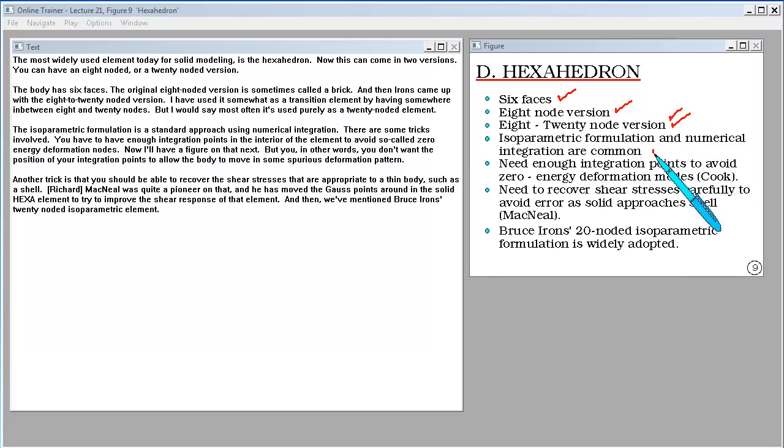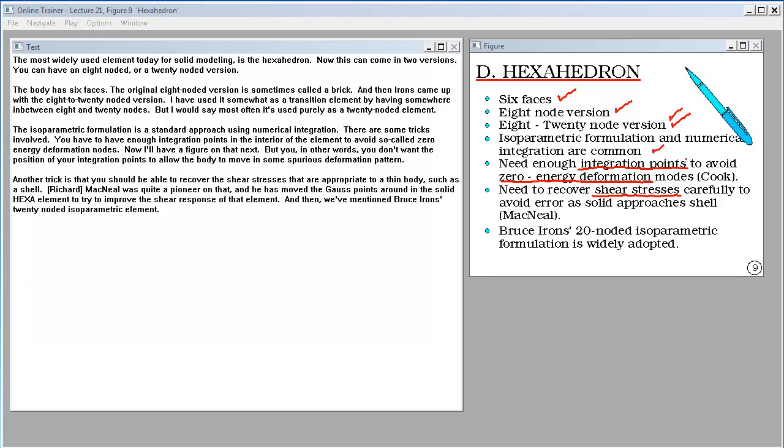The isoparametric formulation is a standard approach using numerical integration. There are some tricks involved. You have to have enough integration points in the interior of the element to avoid so-called zero energy deformation modes. Now I'll have a figure on that next. But in other words, you don't want the position of your integration points to allow the body to move in some spurious deformation pattern. Another trick is that you should be able to recover the shear stresses that are appropriate to a thin body such as a shell.